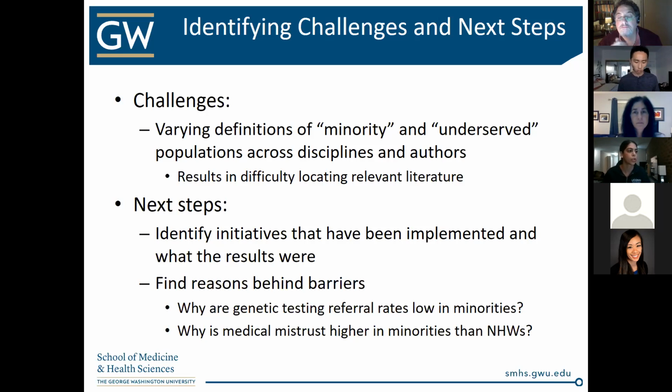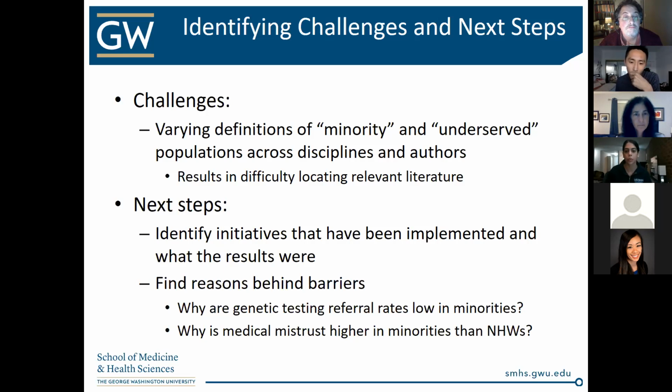And so to take the preliminary literature review full scale, I would like to identify initiatives that have been implemented and what the results of those were. So far, I've only seen one article that specifically talked about an initiative that provided people of minority groups with free genetic testing. And it was found to be very useful, but it was the only article that I could find that was specifically on an initiative.